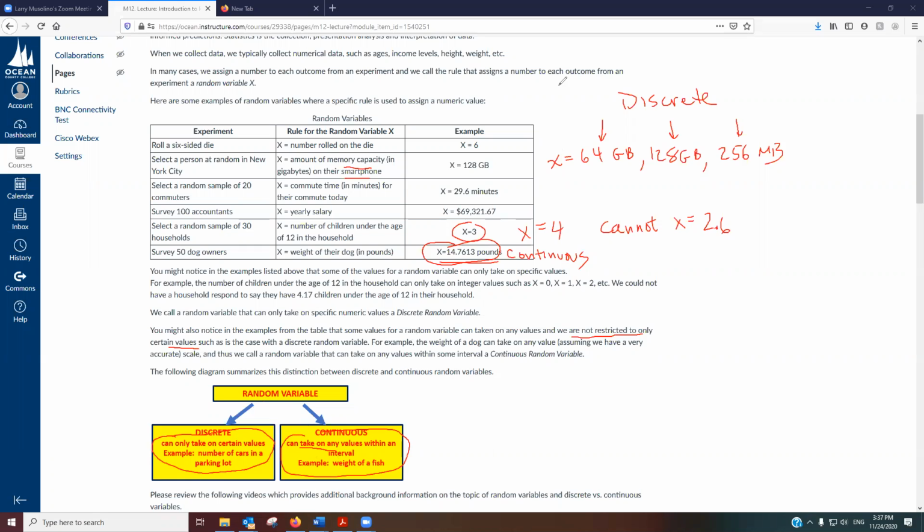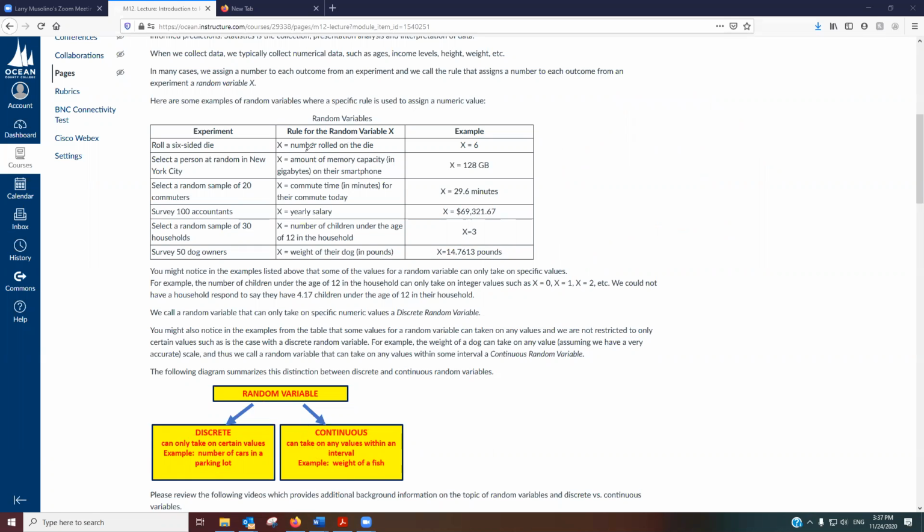Let's take a quick look at this listing here. Well, the number rolled on the die, I'm only allowed 6 values. So this is going to be discrete. The amount of memory, we discussed this is discrete because I'm only allowed to select from certain values of the random variable. Commute time. Well, this commute time could be anything, right? I'm not restricted to only a certain number of minutes, so this is continuous.